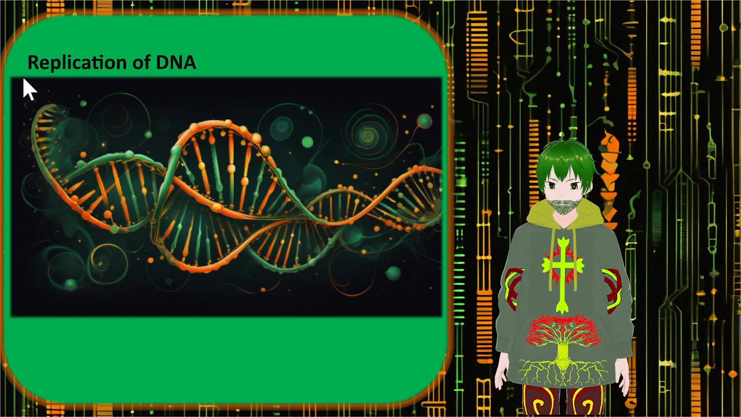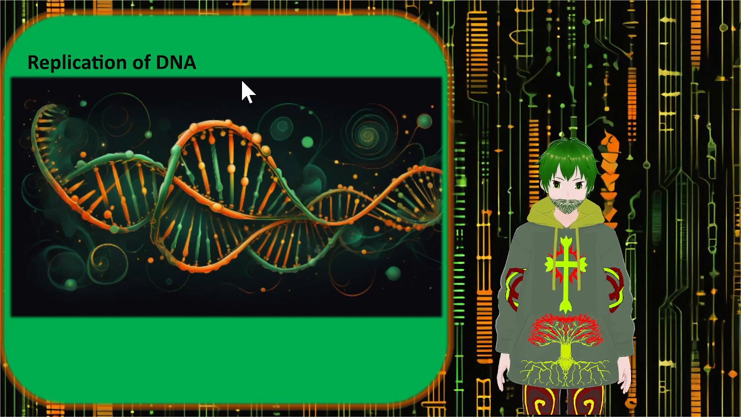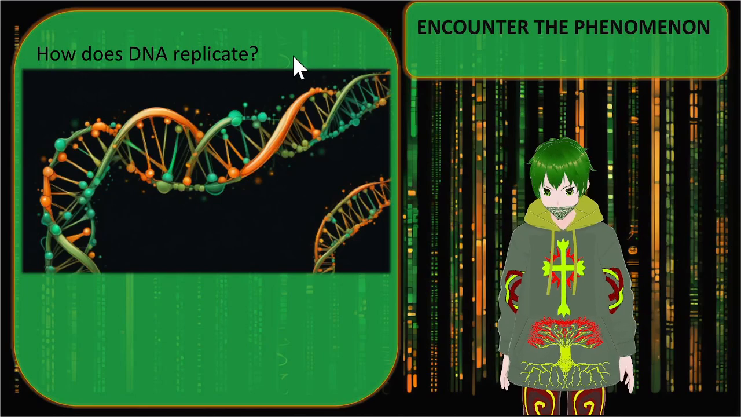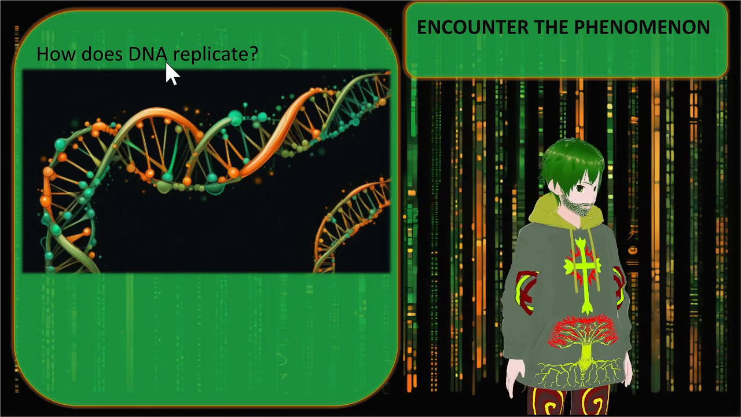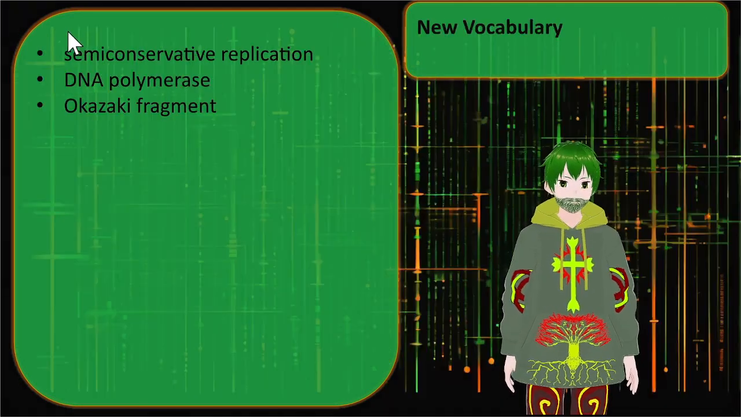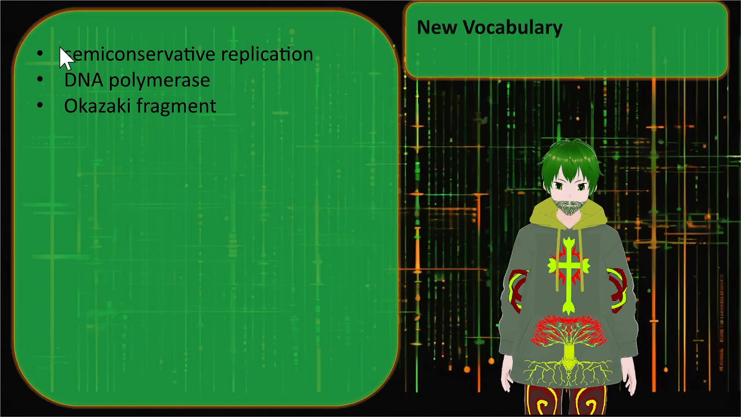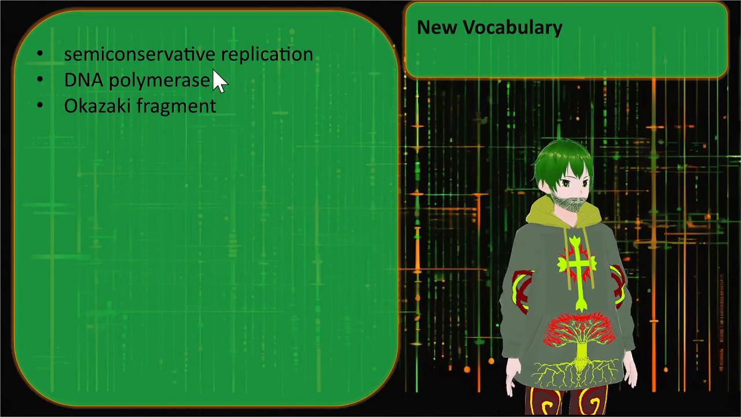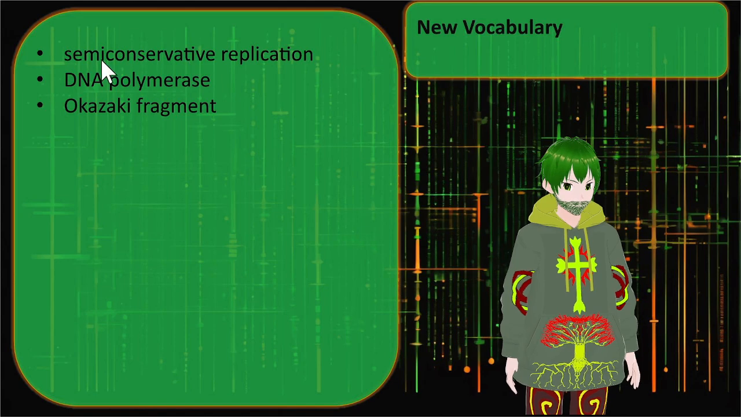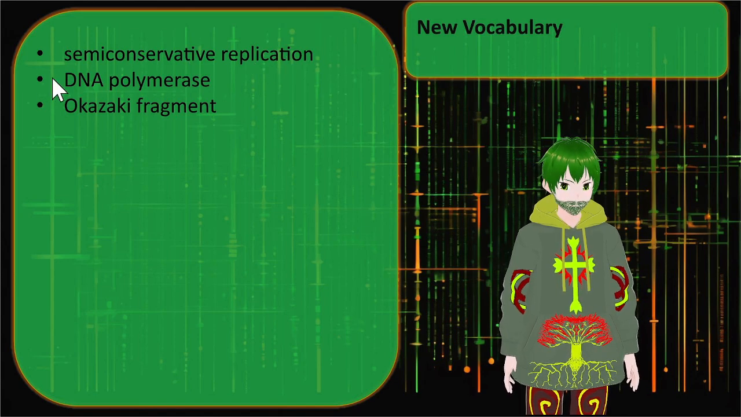This video is going to be looking at the replication of DNA. So let's go. The question for this section is, how does DNA replicate? Pretty straightforward. I like it. Three new vocabulary words to focus on as we go through this: semi-conservative replication, semi meaning partly, conservative meaning keeping, replication meaning to copy.